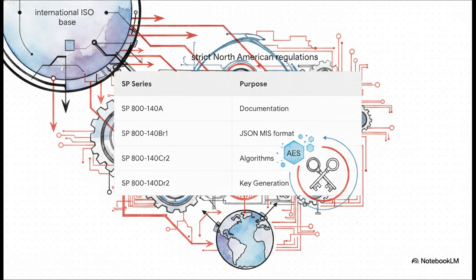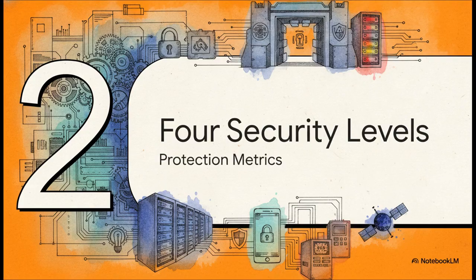For example, SP 800-140CR2 steps in and restricts block ciphers strictly to AES. Another document, 140DR2, mandates exactly how asymmetric and symmetric keys must be generated. It's this exact intersection of global testing methods and strict regional rules that truly defines FIPS 140-3. Moving right along to Section 2, the 4 levels of security.